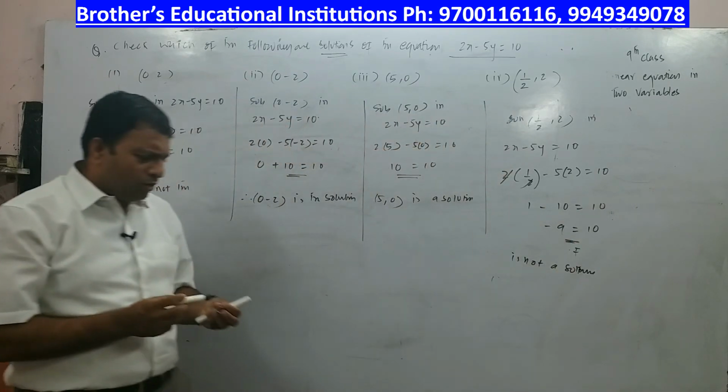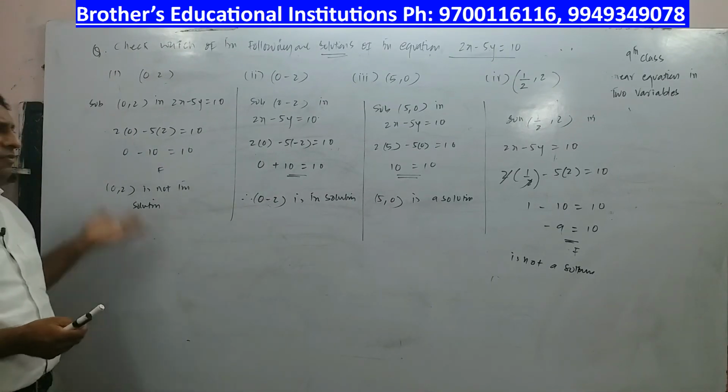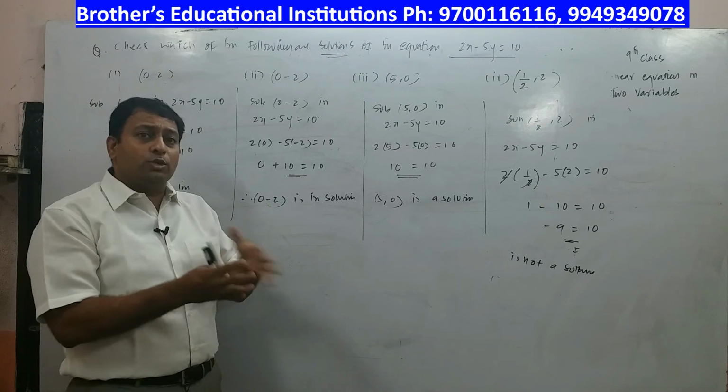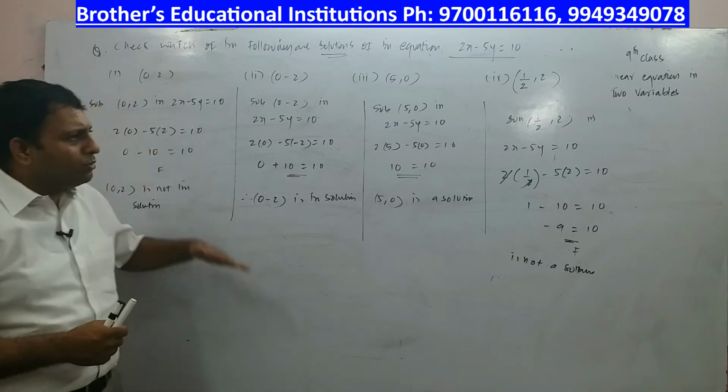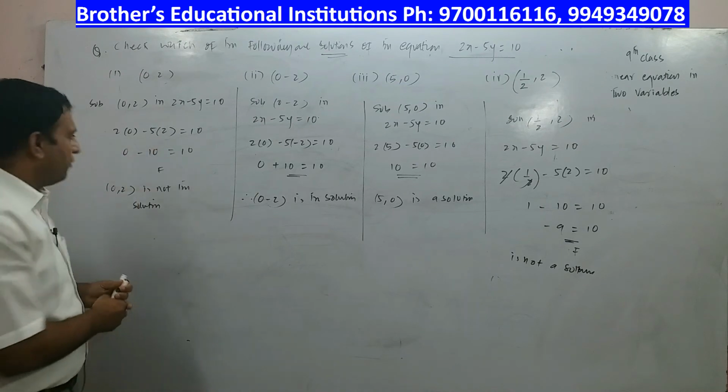So children, that is how you will check whether the given point is a solution or whether it is not a solution. If it is a solution, it has to satisfy. The truth value has to be there, is it not? So I am sure you understood this. You copy this. Meanwhile, we'll go for the next question.